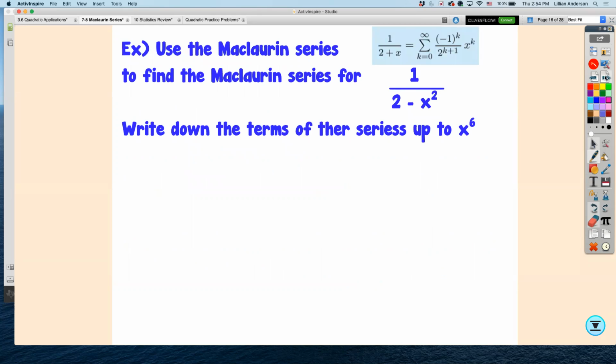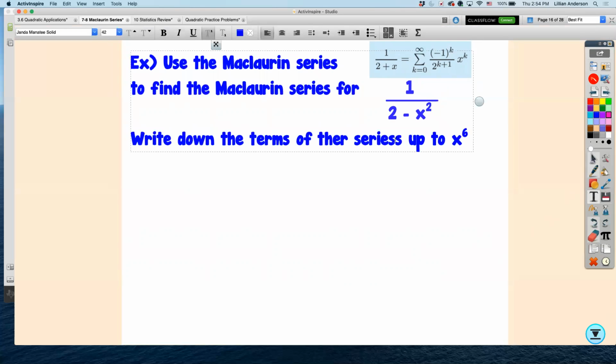Don't write this down, just follow along with me because I am running out of time here. We're going to use the Maclaurin series that we showed from earlier to find the Maclaurin series for this function, 1 over 2 minus x squared. We're going to write down the terms of the series up to x to the 6, okay? Up to x to the 6.